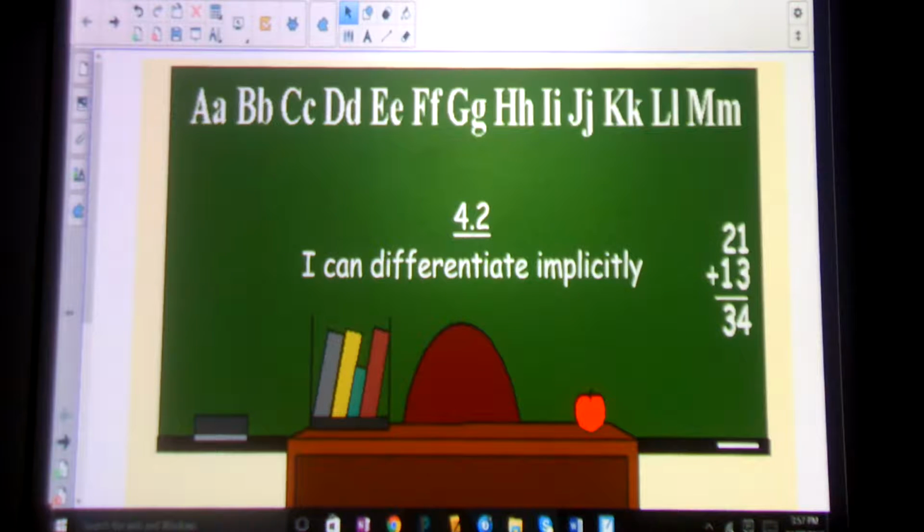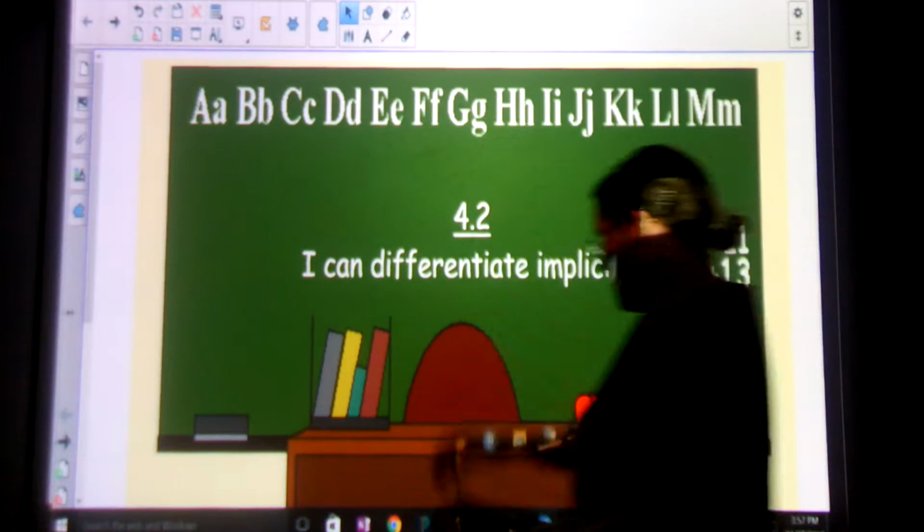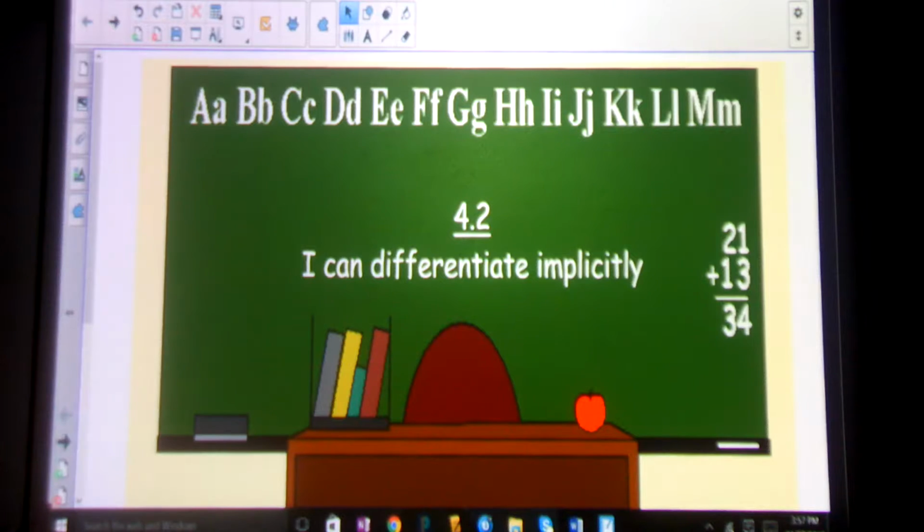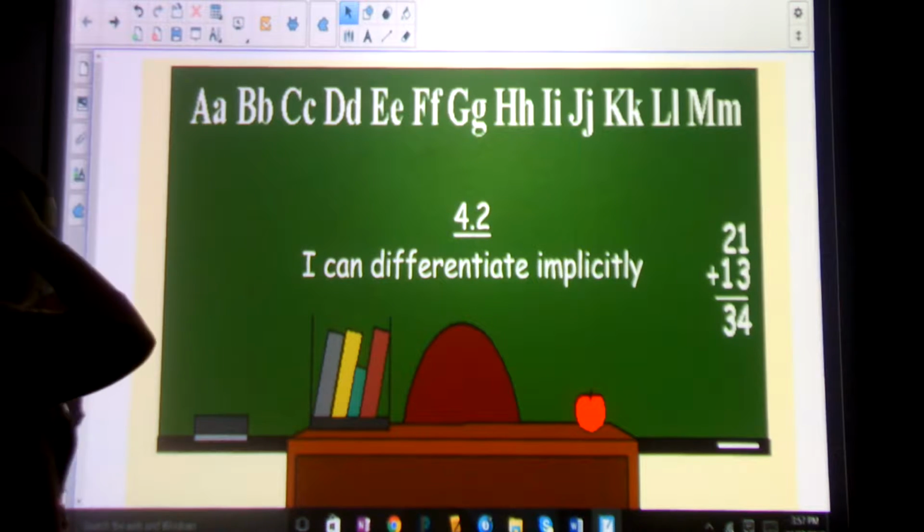Okay, so today we're doing 4.2, implicit differentiation. Differentiate once again means find a derivative. Implicit is our new method. We've got the chain rule to find derivatives, and now we're going to use implicit differentiation.